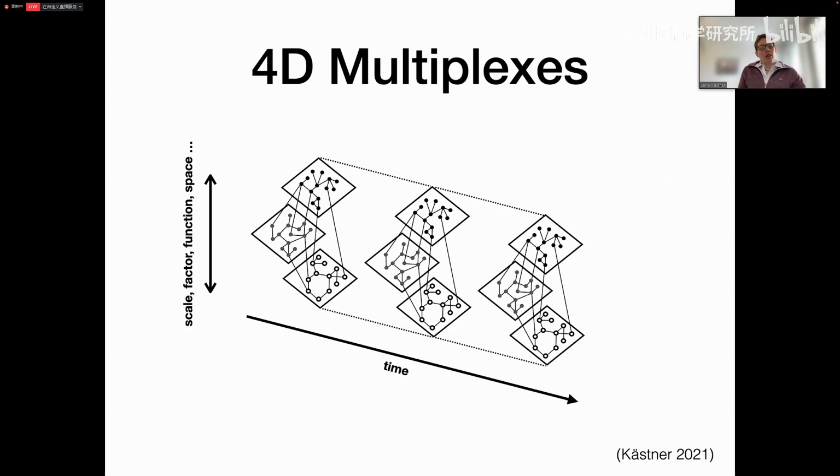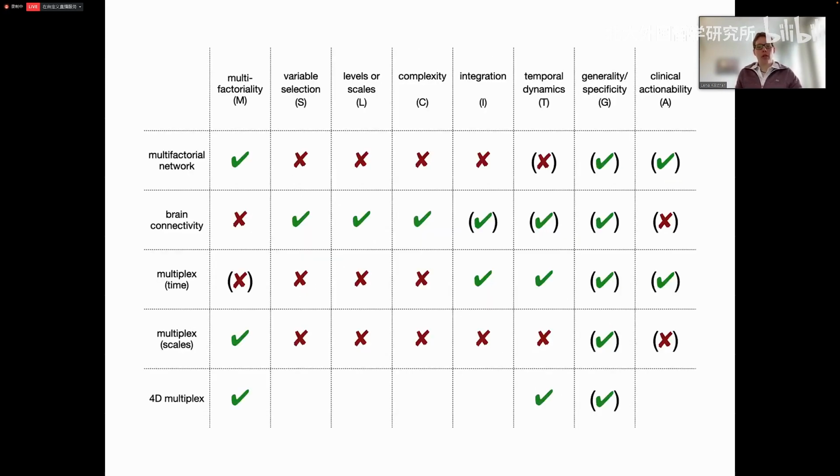Now, you might say, okay, cool. Now these 4D multiplexes may address temporal dynamics and multifactorial nature, but if anything, that preserves interpretability issues and increases complexity and tractability worries. Yes, if we just do this, yeah, but I think there are ways out. So just looking briefly at the scoreboard, the questions we can already answer: multifactoriality is met, temporal dynamics is met, and generality and specificity is met in the usual way. But from there, as I said, things seem to somewhat go downhill.